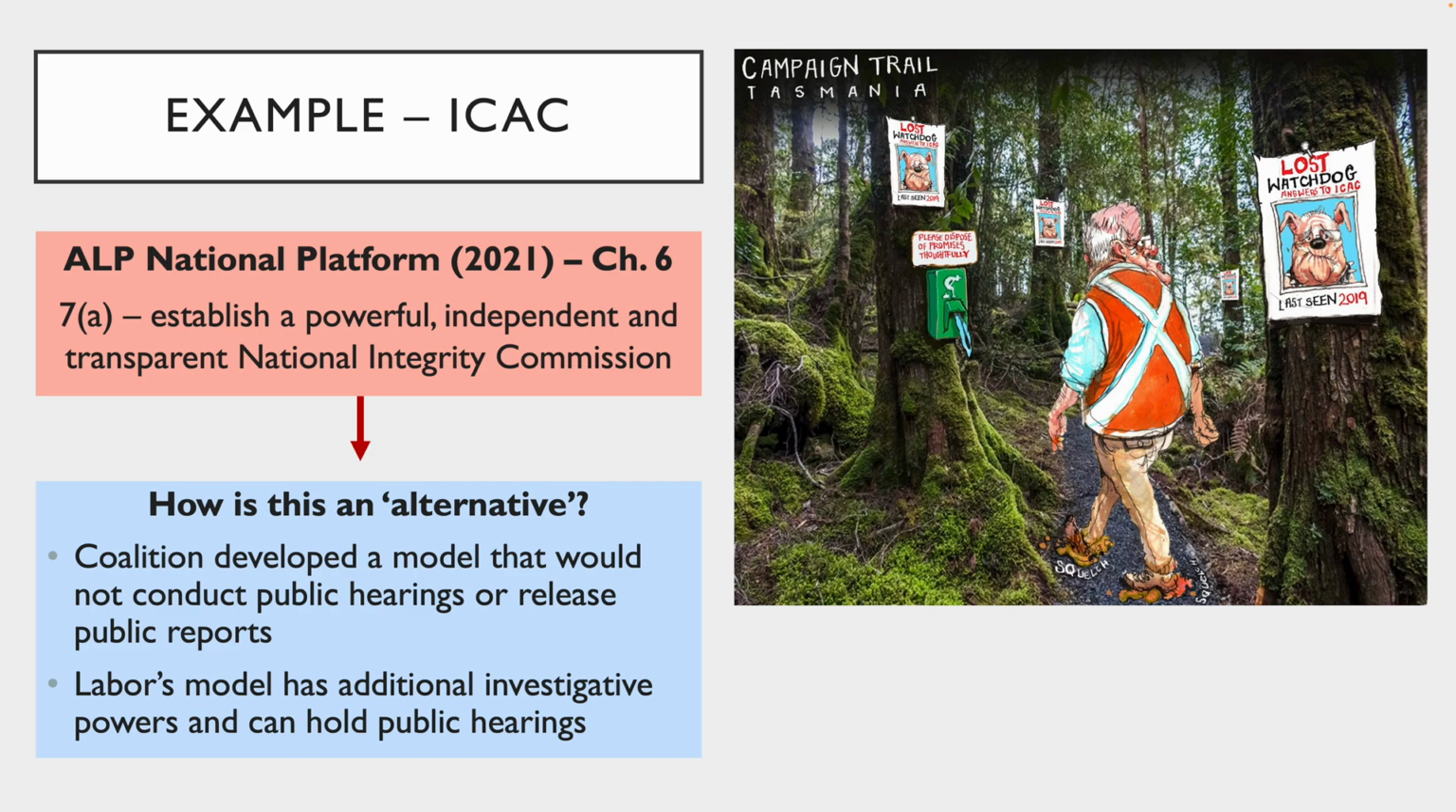This is an alternative to the Morrison government's model, who also has a model for an ICAC, but one that is slightly less powerful. So it couldn't conduct public hearings, it wouldn't be able to release public reports. It would obviously be able to order documents, similar to what a committee can do in the Parliament, but they also would not be able to make recommendations for criminal prosecution. So Labor's model has got more teeth, so to speak.